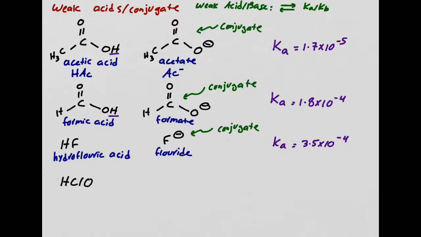HClO. Let's see how much you remember your polyatomic ions, so you can name this acid for me. Hopefully you remember it. This is hypochlorous acid. So if hypochlorous acid loses a hydrogen, what's going to be left over? ClO minus, right? ClO minus is hypochlorite.